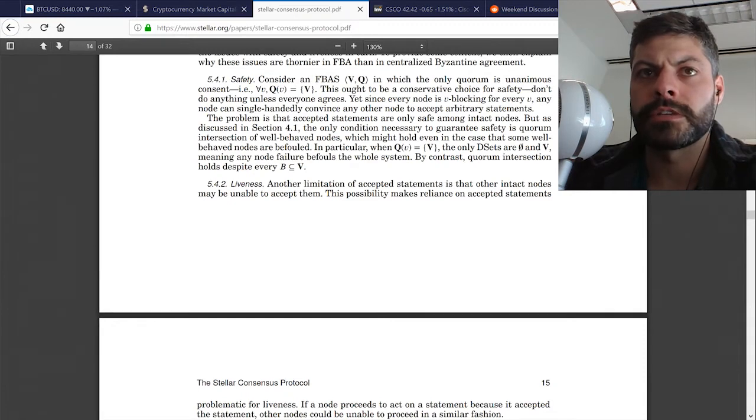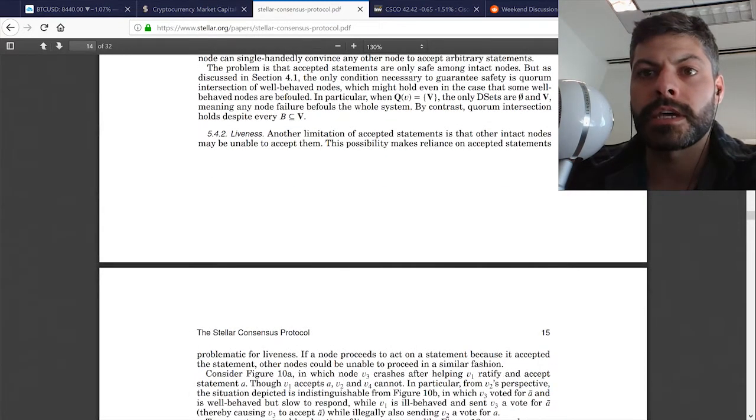5.4.2 Liveness. Another limitation of accepted statements is that other intact nodes may be unable to accept them. This possibility makes reliance on accepted statements problematic for liveness. If a node proceeds to act on a statement because it accepted the statement, other nodes could be unable to process it in a similar fashion.